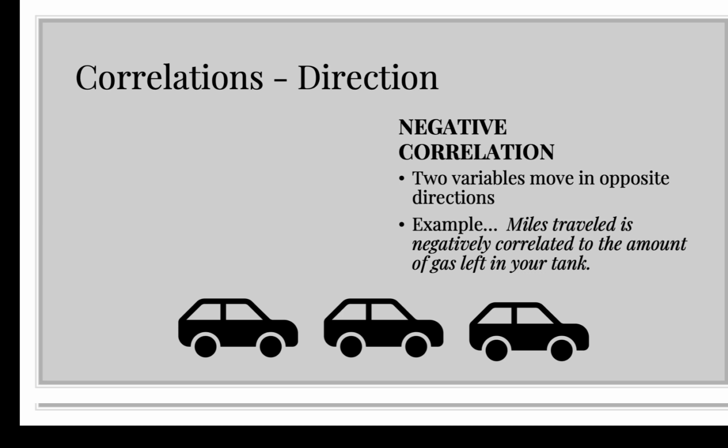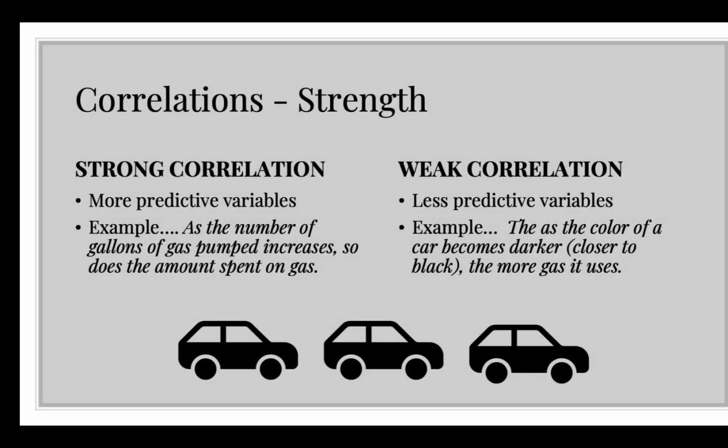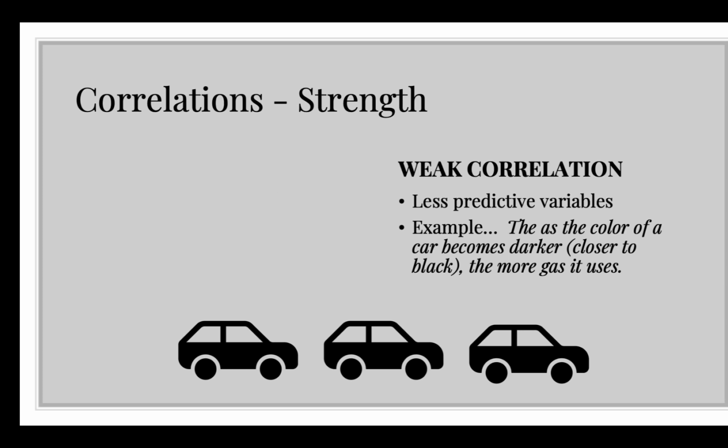But what makes it negative is the fact that they're going in opposite directions. Okay, slide number 4. Correlation strength is another thing you want to think about when looking at the relationship of two variables. When there's a strong correlation, it's easier to predict.